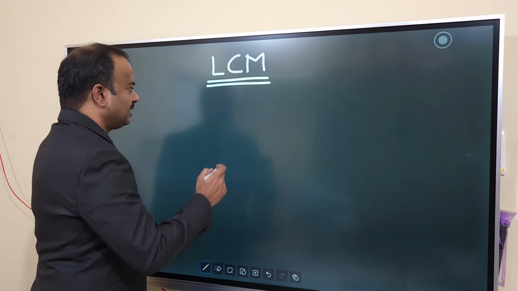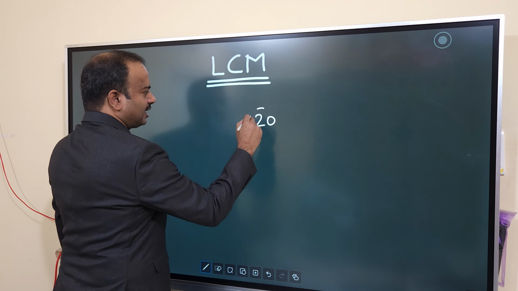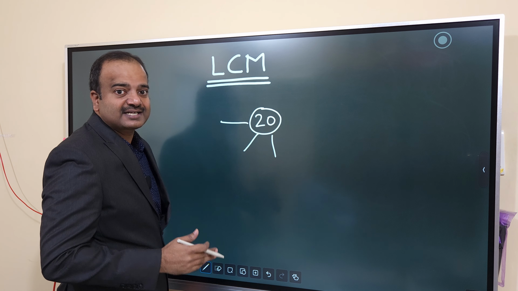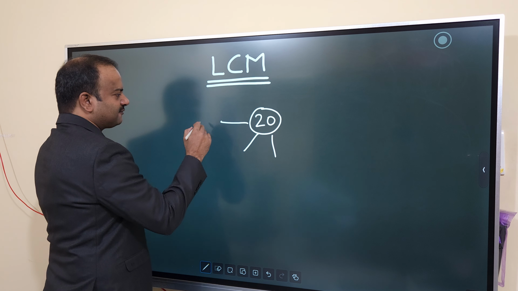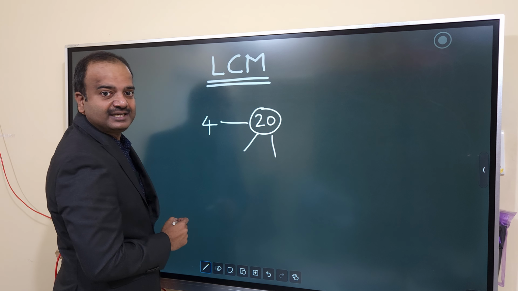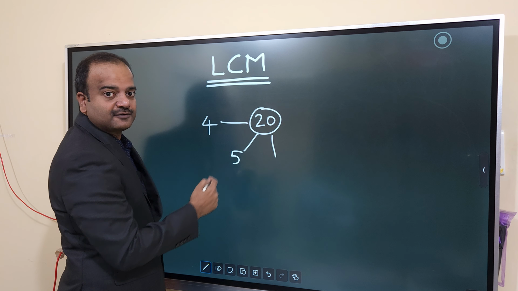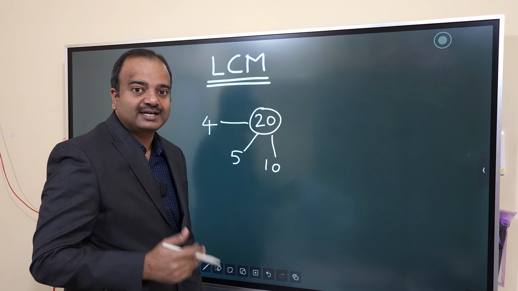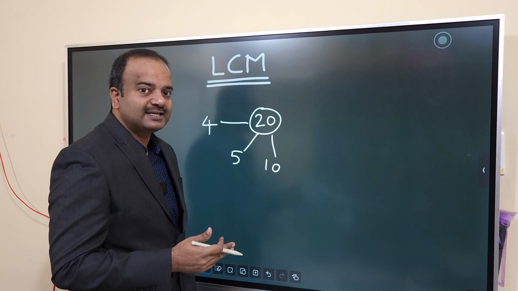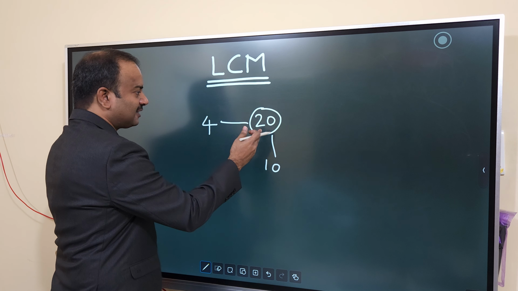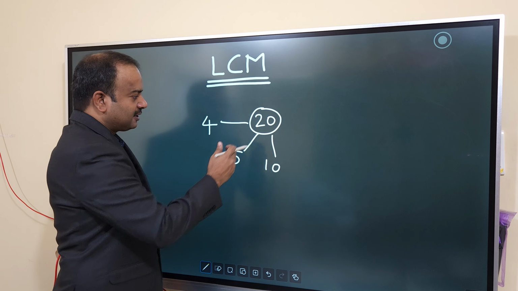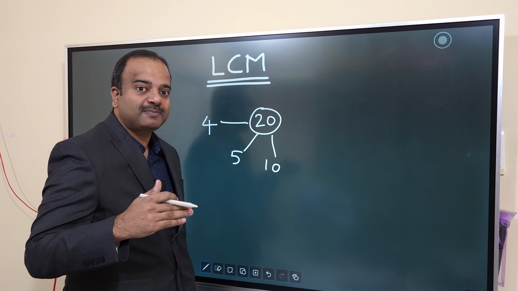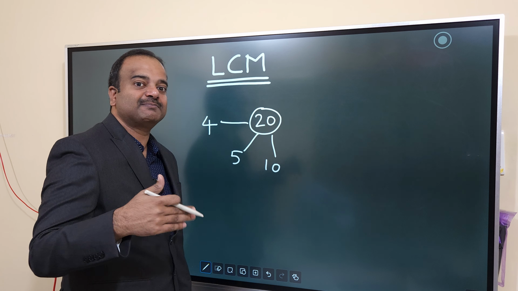Now let's see this. If you take 20, 20 has got multiple factors. So first we'll understand about factor. Now if you see, 4 is a factor of 20, 5 is a factor of 20, 10 is a factor of 20. So a factor is something that divides a given number. Now multiple is the reverse of it. 20 is a multiple of 4 and 20 is a multiple of 5. 20 is a multiple of 10 because if you multiply 10 with 2 you'll get 20. So 20 is a multiple of 10.